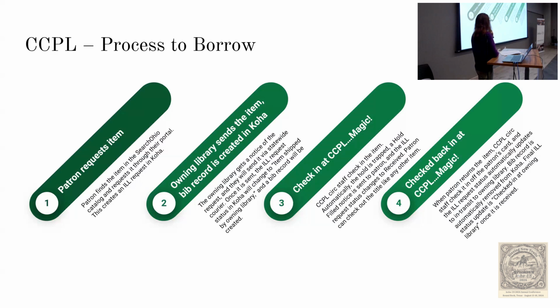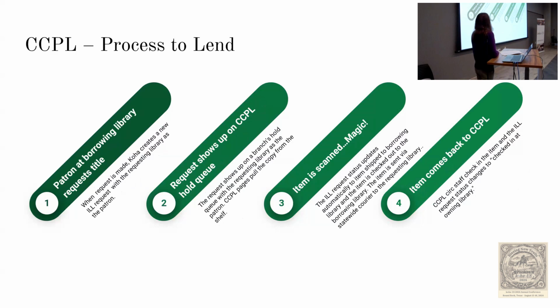So then it gets checked back in at CCPL when our patron is done with it. And when we check it in, that bib record gets cleared from our catalog and the item is set as in transit to owning library. And when it gets to the owning library, they check it in and that transaction is closed out with a checked in at owning library.